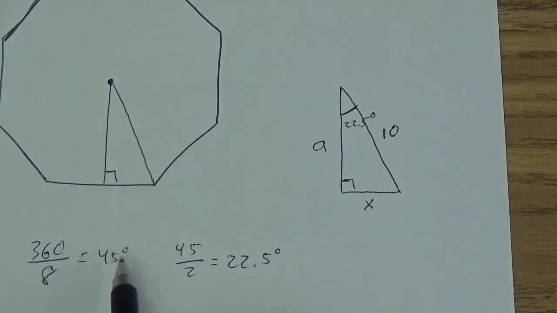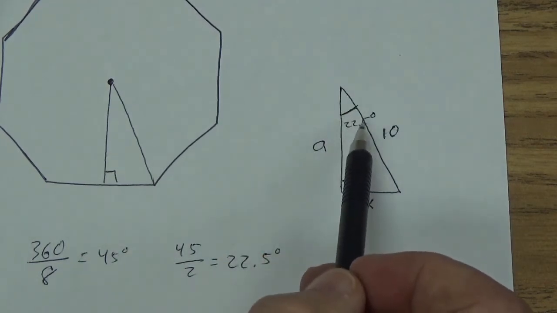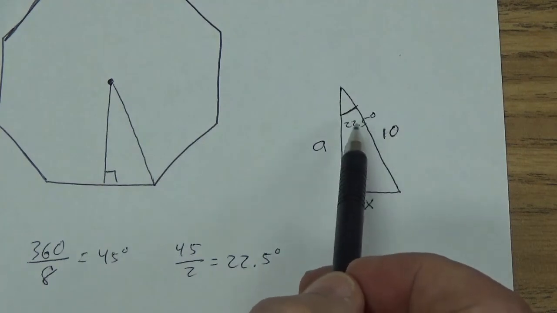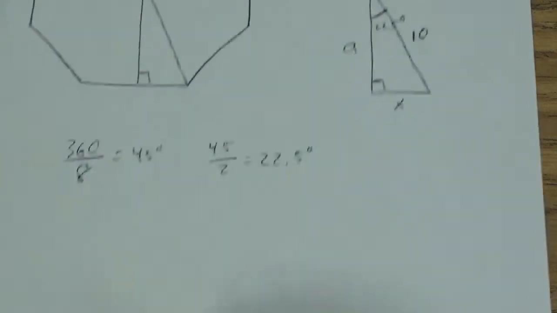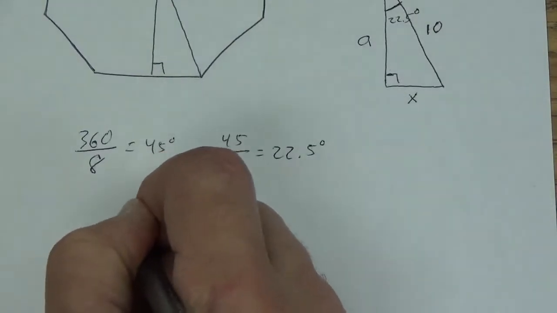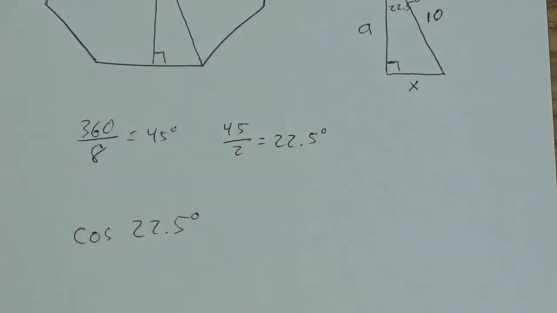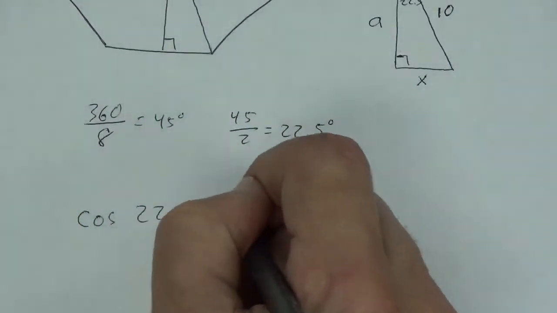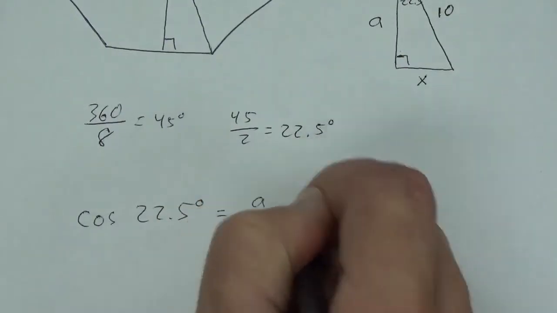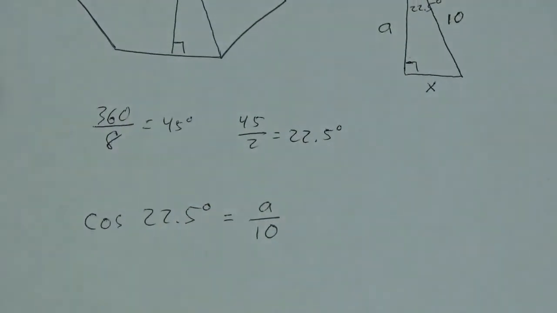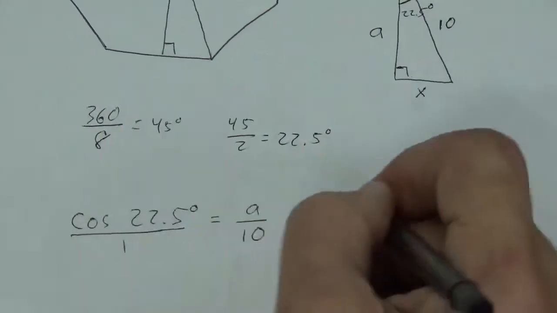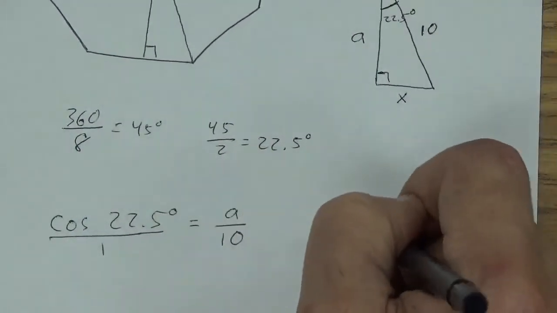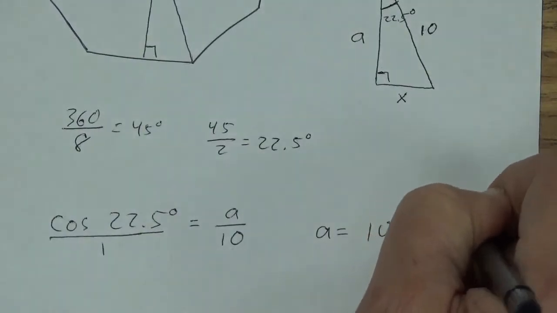You're not using 45, 45, 90 because the 45 got cut in half. So I've got a hypotenuse and I've got an adjacent side. What deals with adjacent and hypotenuse? Remember, that's cosine. So the cosine of 22.5 degrees equals the adjacent A over the hypotenuse 10. If we cross multiply, this is over 1. A times 1 is just A, equals 10 cosine 22.5 degrees.